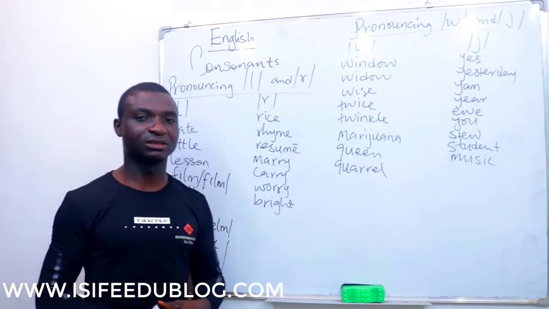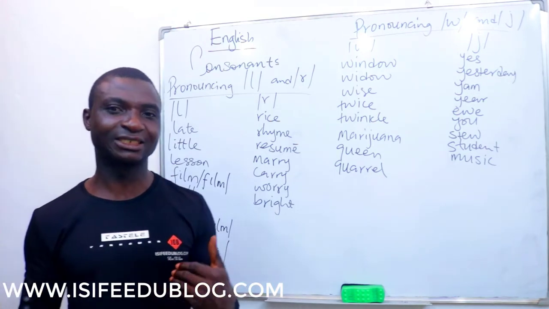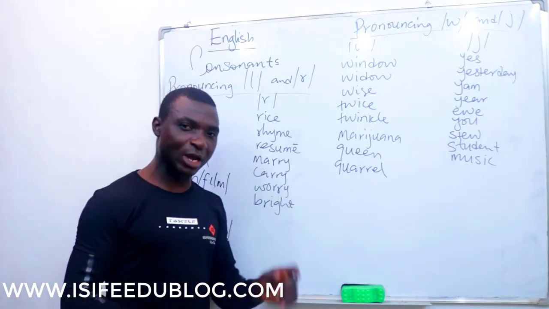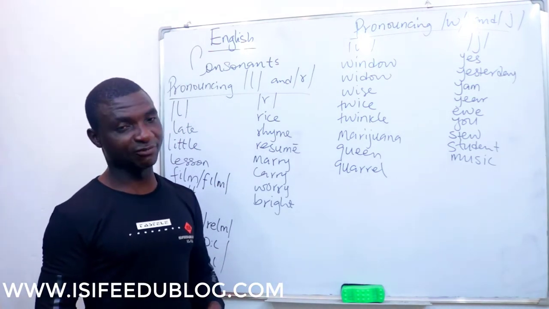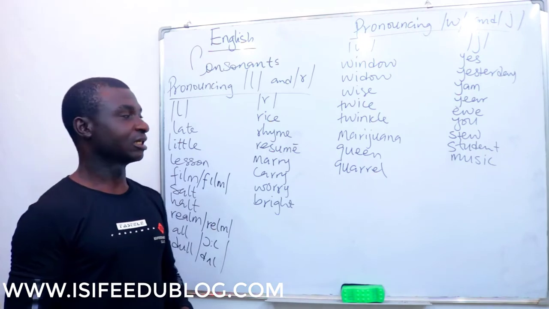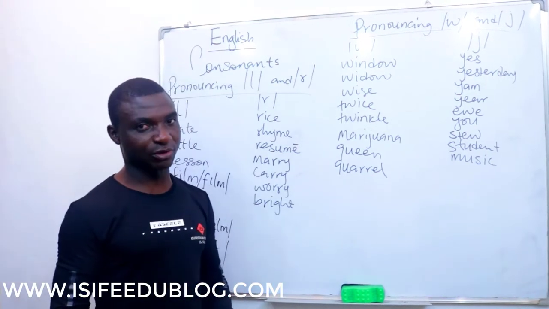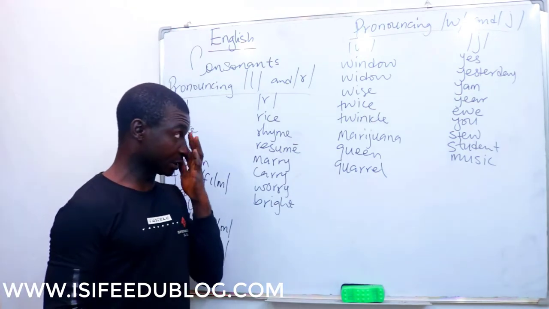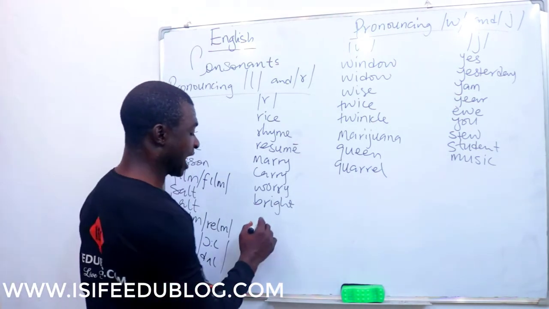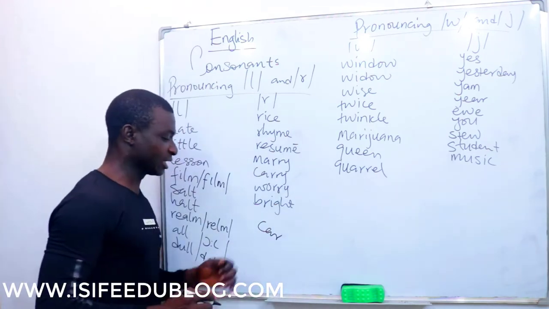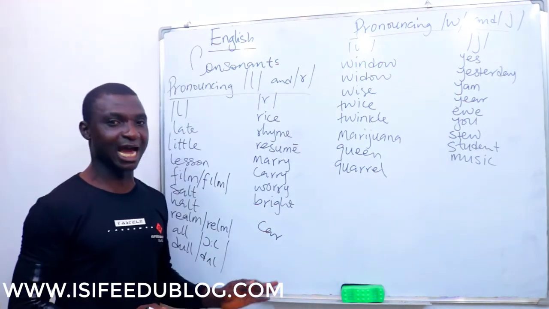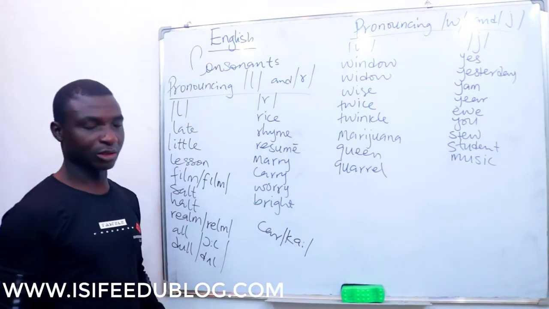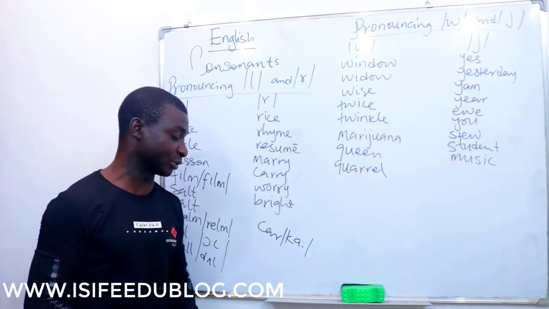R does not exist at the end of English words, except the next word begins with a vowel, right? That is what we call the linking R, which I will talk more about when we work on silent letters. If you have C-A-R, the word car ends in R. The R is not pronounced. It is car. Alright? That's why you don't have it as an example.